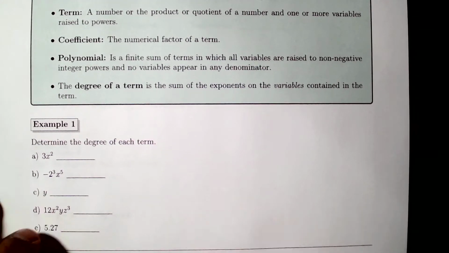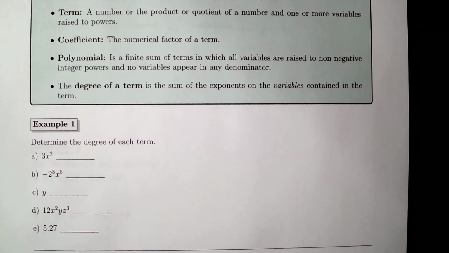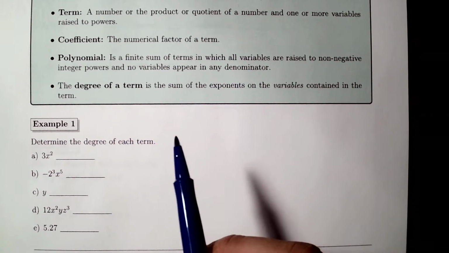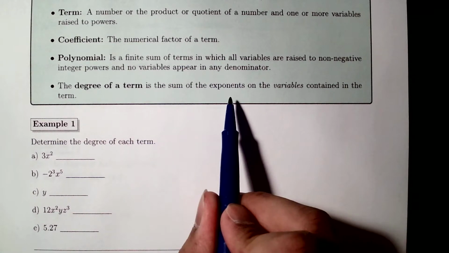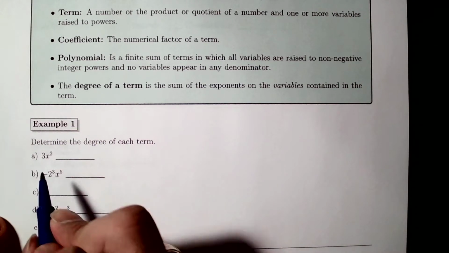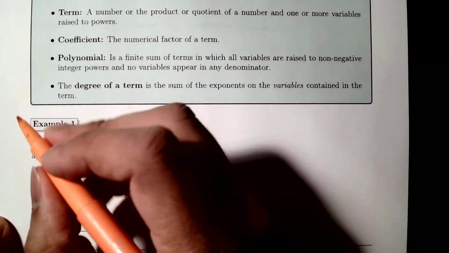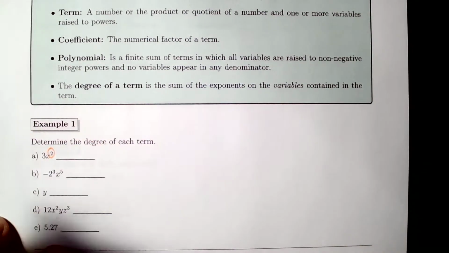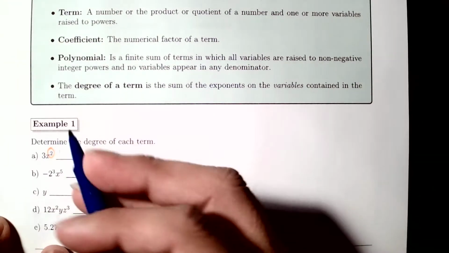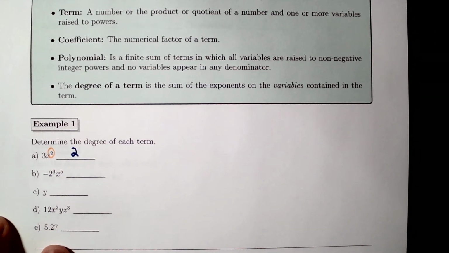Okay, so let's look at some examples. Determine the degree of each term. So the degree is the sum of the exponents contained in all variables. Well, in this case, we only have one variable, and that variable is raised to the second power, so the degree of that term is 2.